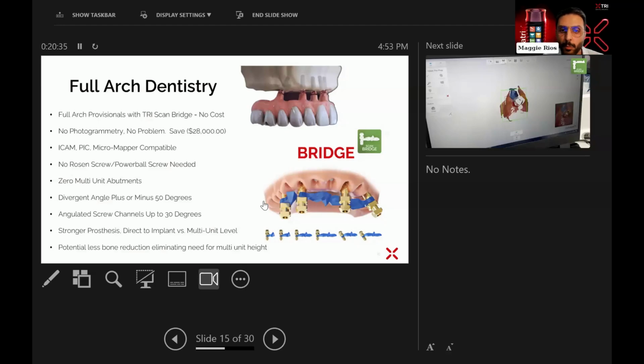Again, it eliminates the abutment, making it an easy workflow. You don't have to worry about any Rosen screw or power ball. You get the divergence of 50 degrees and get it corrected with the angulated screw channel if you need to. All of that helps, at the end of the day, to have a very fast, very efficient workflow, and to be able to deliver the smile to your patient in the same surgical session.